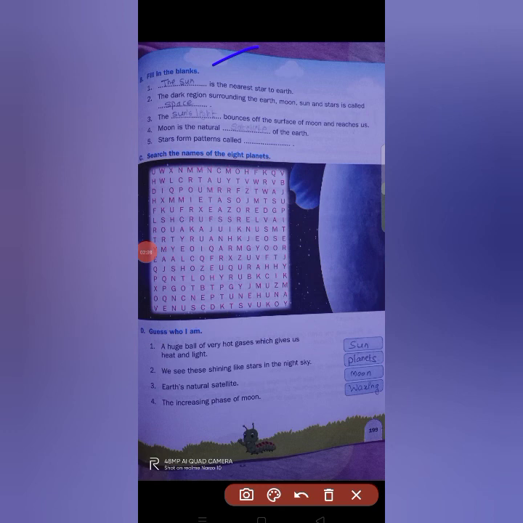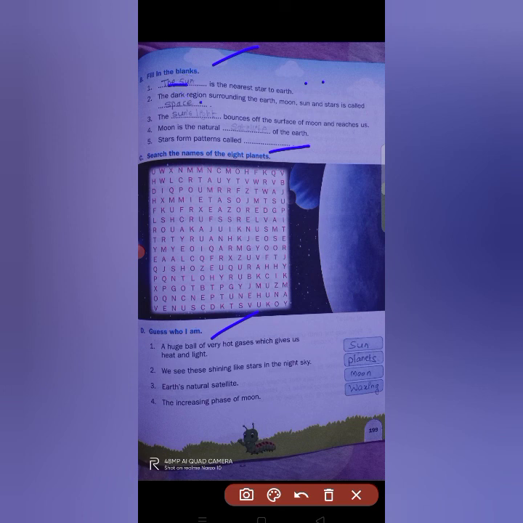Yes, fill in the blanks, guessing the name of the planets and guess who I am. Coming to the fill in the blanks, dash is the nearest star to the earth. So which is the nearest star to the earth? The nearest star to the earth is nothing but the sun. So we have to write, the sun is the nearest star to the earth.